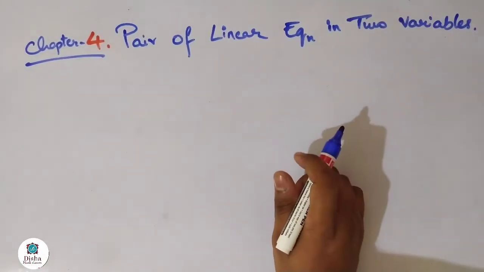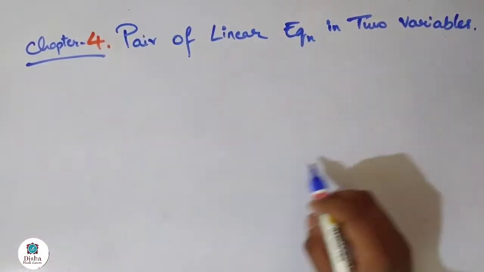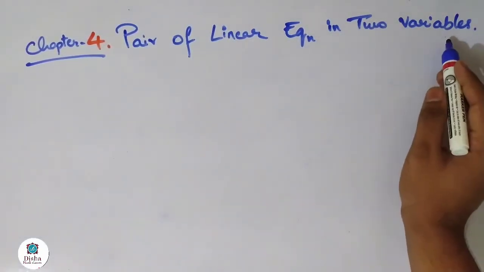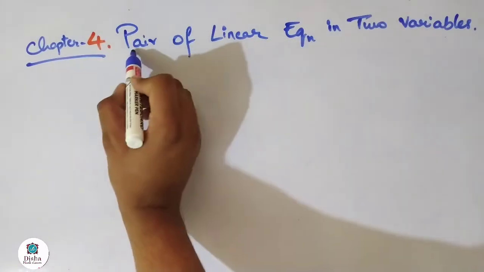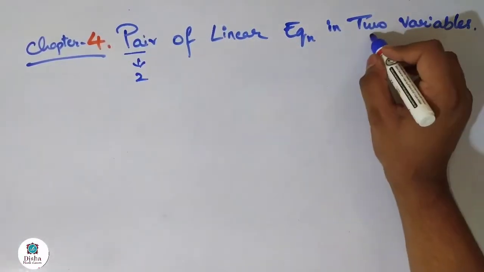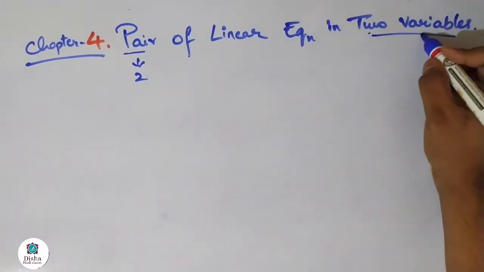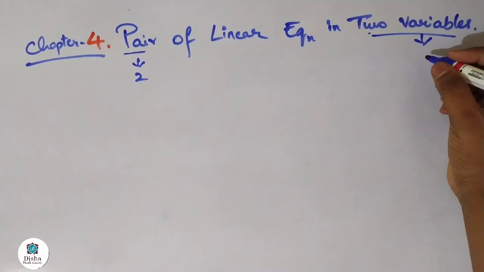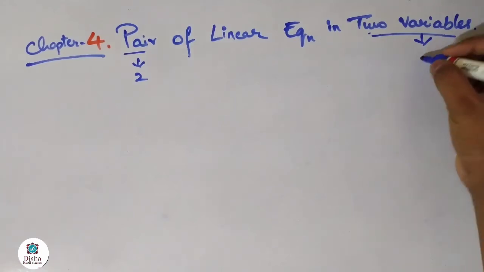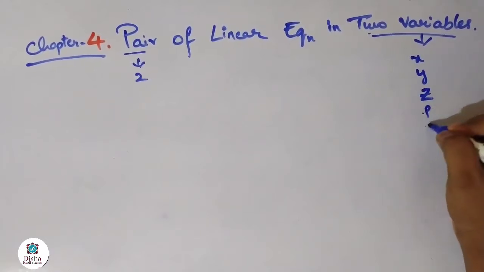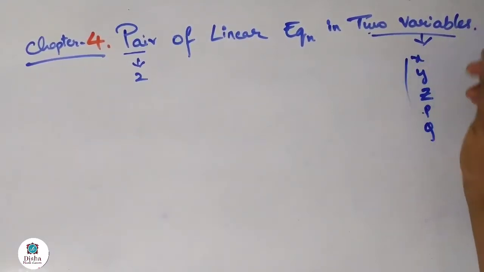Welcome back everyone. Today we are going to start chapter number 4. So chapter number 4 is pair of linear equations in two variables. Here we can see pair means 2, right? Pair means 2. And here we have two variables. What is a variable? An alphabet which can be replaced with a number, right? A variable means x, y, z, p, q, any alphabet we can take. So now we have two variables in this chapter, right?